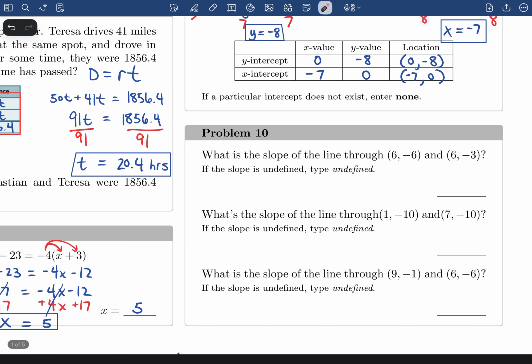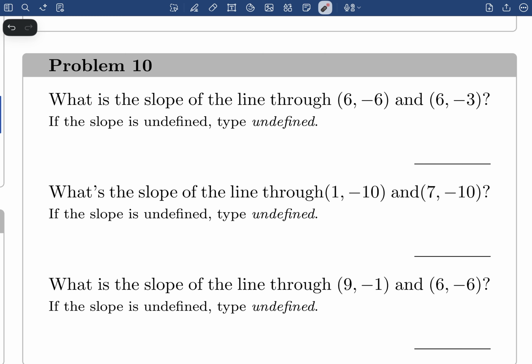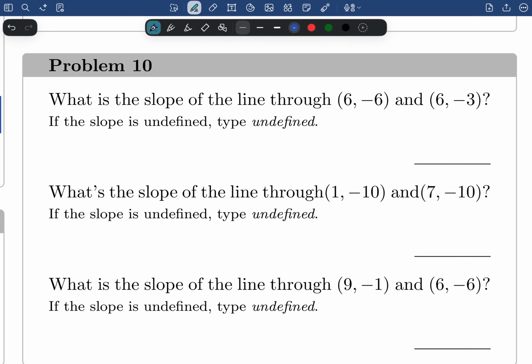Great, moving on to problem number 10. What is the slope of the line through 6 comma negative 6 and 6 comma negative 3? Now, for all three of these pieces that we're about to do, there is the slope formula, right? They're asking about the slope. And the slope formula takes 2 points. And it takes the y values and subtracts one from the other. And then it takes the x values and subtracts one from the other. So if I label these points x1 comma y1 for the first point and x2 comma y2 for the second point, that'll all make sense now.